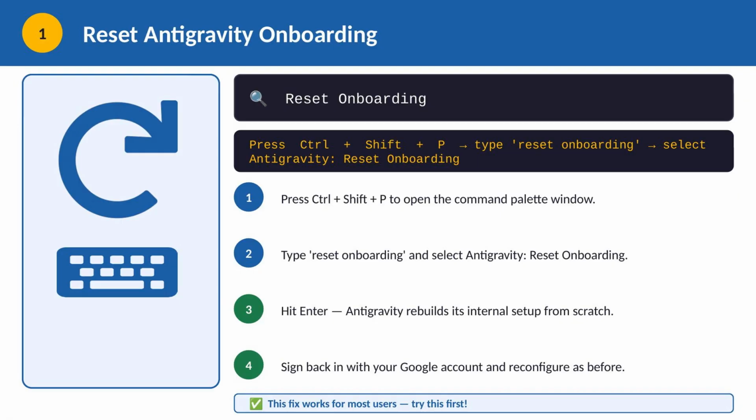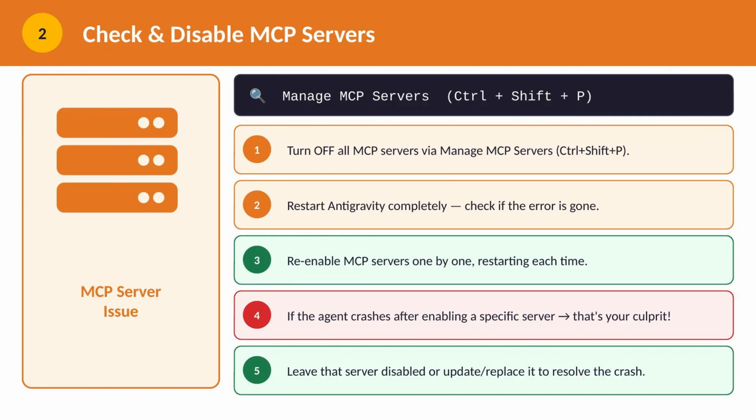Fix 2. Check MCP servers. A misconfigured or outdated MCP server is one of the most common causes of agent crashes. Press Ctrl plus Shift plus P and navigate to Manage MCP servers. Turn off all MCP servers, then restart Antigravity. Re-enable the servers one by one. If the agent crashes after enabling a specific server, that server is the cause of the error.